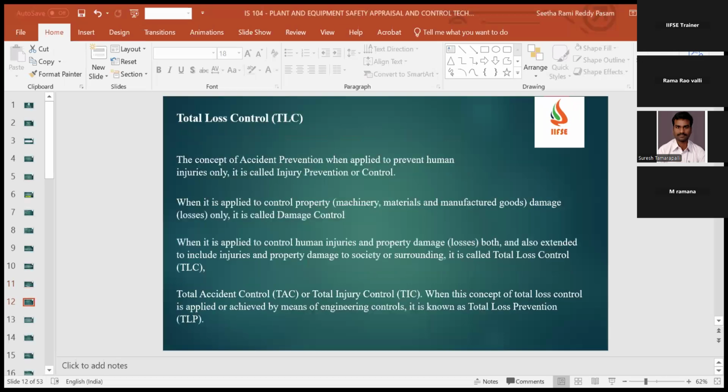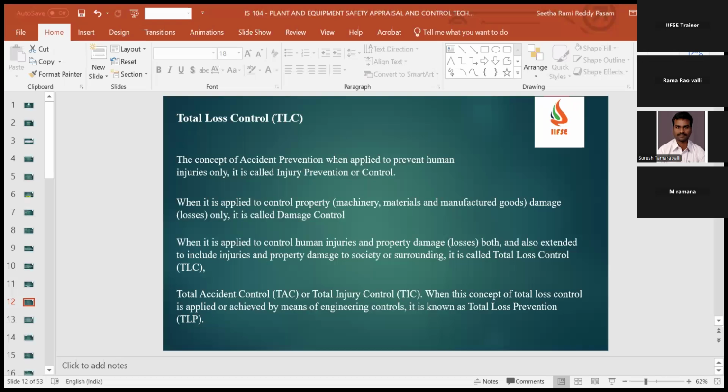And next one is total loss control. This is also one of the safety appraisal systems where you can implement. This concept is for accident prevention. When applied to prevent human injuries only, it is called injury prevention or control. When it is applied to control property, which is nothing but machinery, materials, and manufactured goods, or damage losses only, it is called damage control.